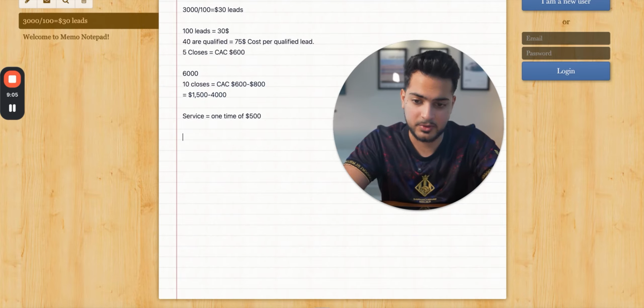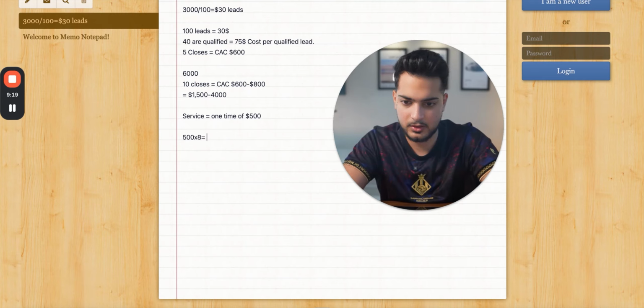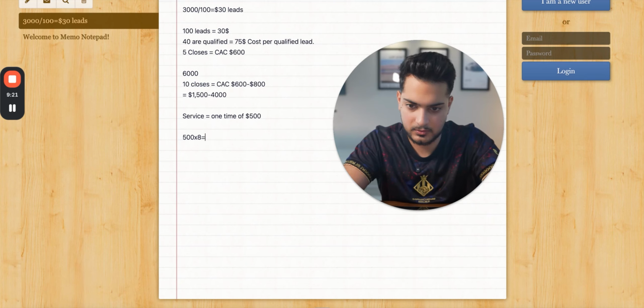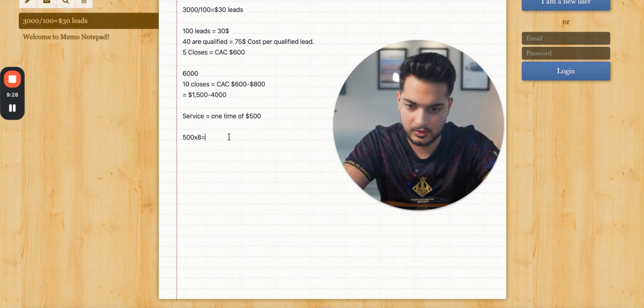Where this does make sense is the LTV to CAC ratio. So for example, let's say you keep a customer for 8 months, and then you charge them $500 per month. Then you can do the math over here. 500 multiplied by 8. So that is going to be what, 4,000? Let me just verify that. 500 multiplied by 8. Yeah, correct. So that's going to be $4,000.